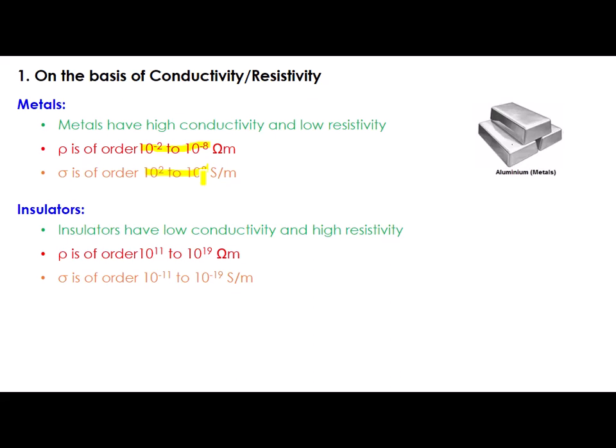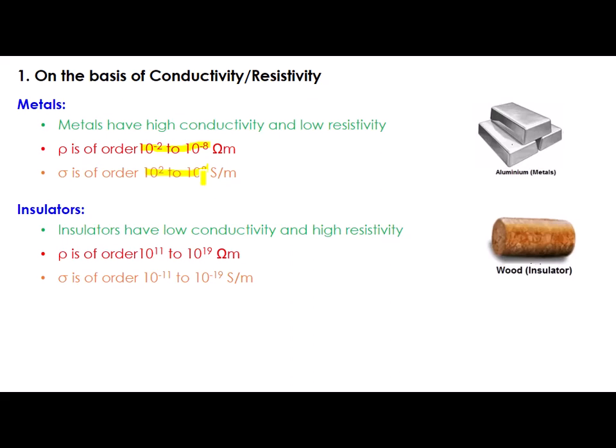So, these are the numbers, and examples of insulators are wood. Wood is a good example of an insulator that does not conduct electricity through it. That is why its resistance is very high. Some ceramics are also good electrical insulators.